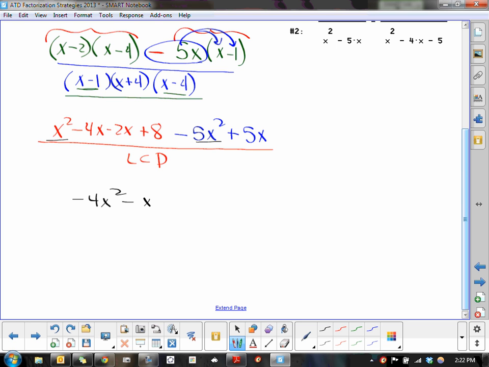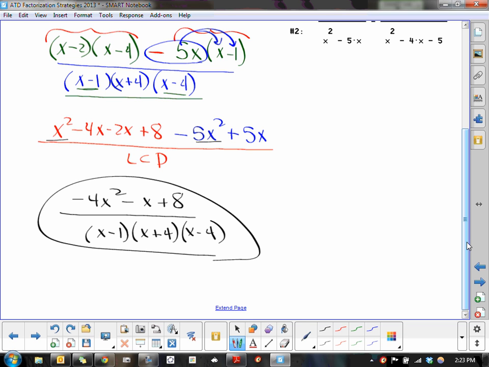Negative 1x and plus 8, all over our least common denominator of... done. So what's the only difference? Subtract 4. You have to deal with that negative sign here, which means you're going to have to distribute to the things behind it. That's all we do? We change subtraction into adding the opposite. So we're really adding the opposites of these, in essence.